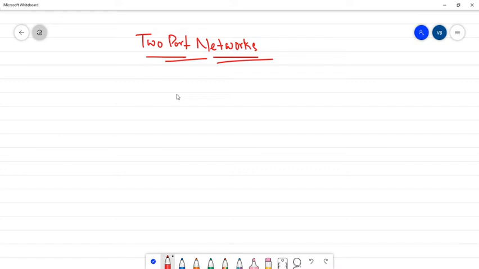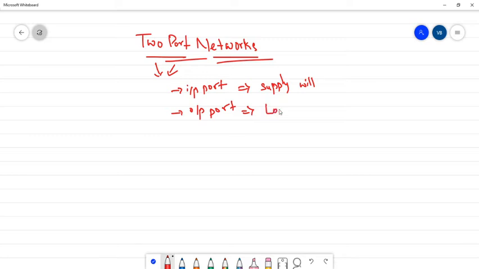The name itself will tell that it has two ports. The two ports are nothing but one is an input port and another one is an output port. The input port is where the supply will be connected to the entire network. Output port means whatever that network generates will be driven by the particular load. So output ports are used to connect to the loads.